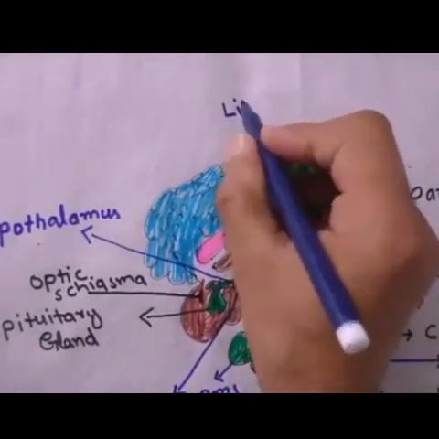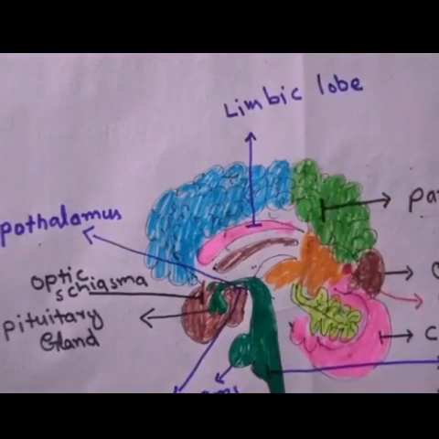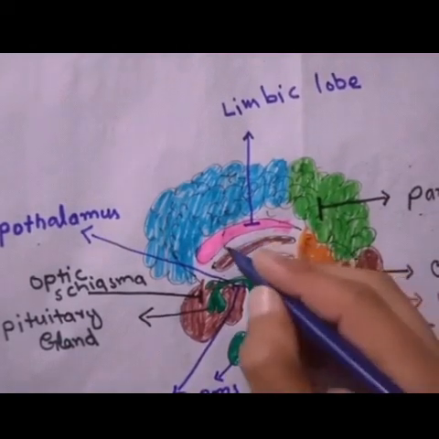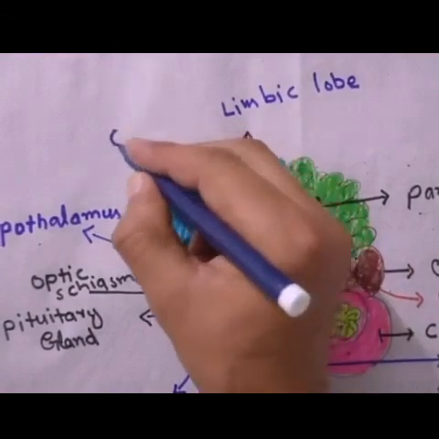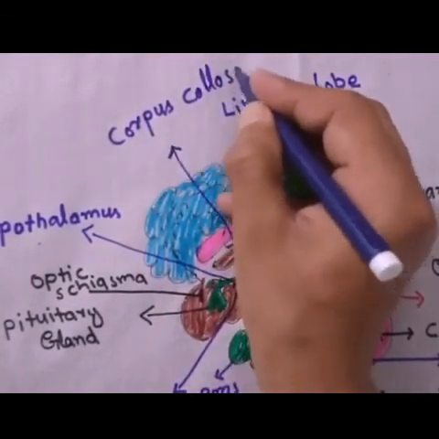Here in pink color, this area is called the limbic lobe. Below the limbic lobe is the corpus callosum, one very large fiber tract. The corpus callosum connects the cerebral hemispheres. Such fiber tracts are called commissures.